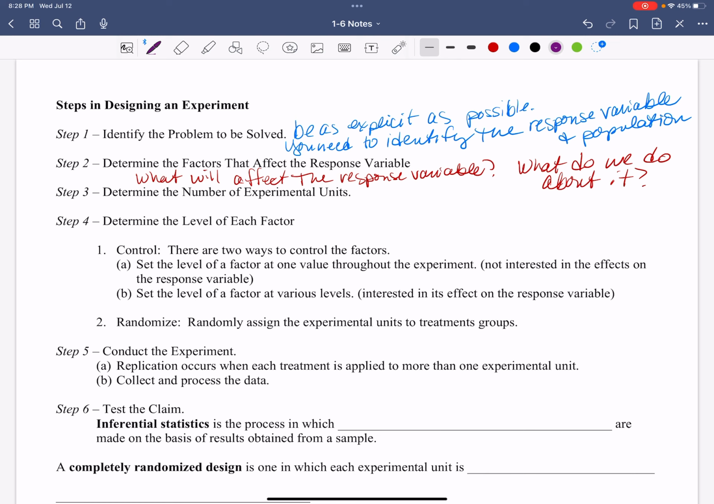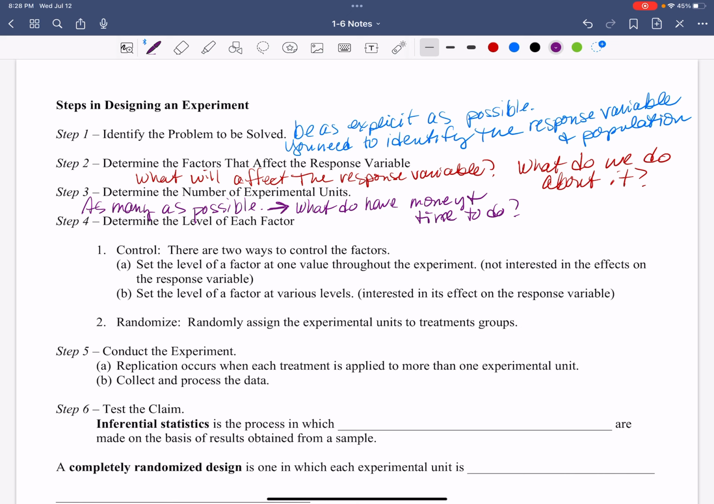Then determine the number of experimental units, as many as possible. The more data you have, the more accurate your outcome will be. However, the main criteria is, what do you have money and time to do? And time to do. That's the real question. All right. What can you afford? That's how many you can do, basically.